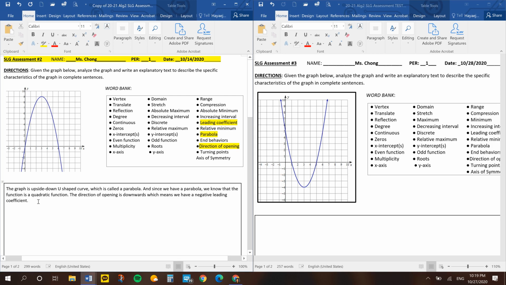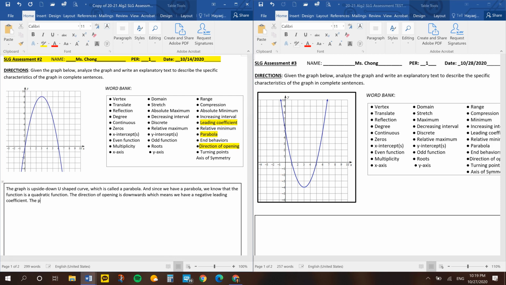Let me go back to SLG number 2. What else do we know? We have a vertex. Vertex is your highest or lowest point. And then, or you can use the word turning point, right? So this parabola has a turning point.